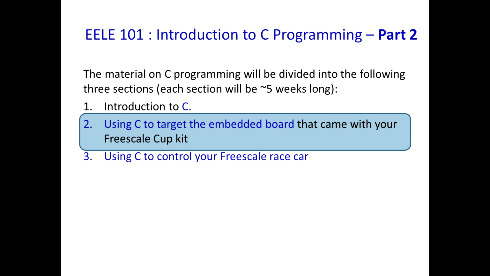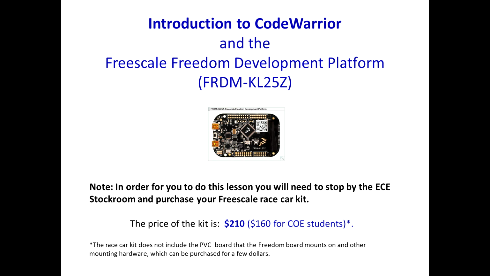This is now the second part of our C programming part of the course, and we're switching gears a little bit. We are now going to use C to target the embedded board that comes with your Freescale cup kit. This has two parts. We're going to introduce you to CodeWarrior, and the target is this Freescale Freedom Development Platform.